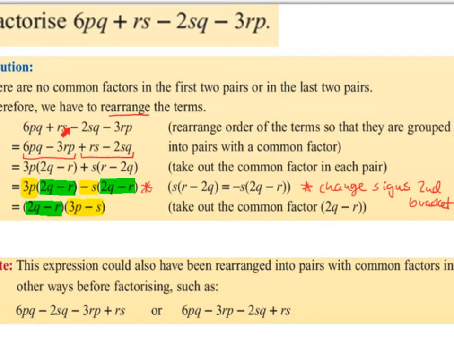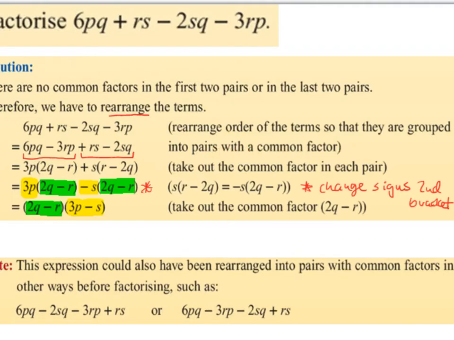So we start off with 6pq plus rs minus 2sq minus 3rp. So we're going to rearrange the order of the terms so that they are grouped. So the 6pq and the minus 3rp can go together because we can get a HCF of 3p. And then the rs and the minus 2sq can go together because we can get a HCF of s. So we've put them into pairs with a common factor.